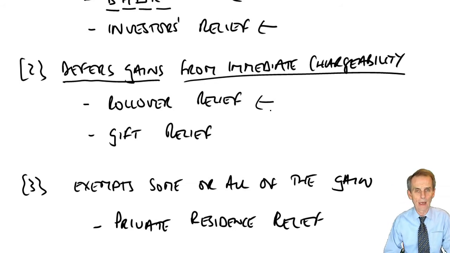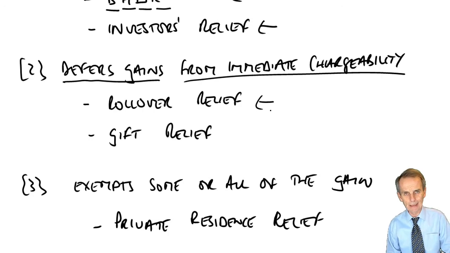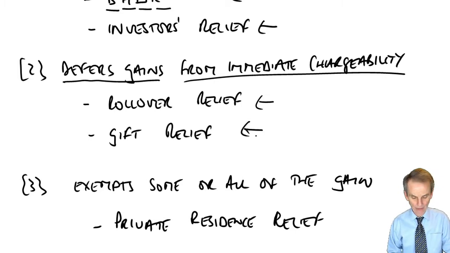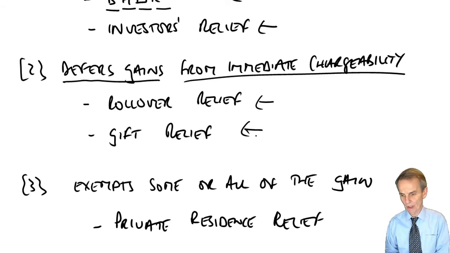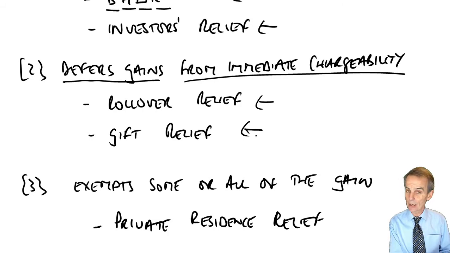But I also said there that the way the deferral could work was not just to avoid immediate chargeability, but in fact also to change the person who would be liable for any gain and therefore the tax thereon. And that is gift relief. With gift relief, you have someone making the gift, the donor, and you have the person receiving the gift, the donee.